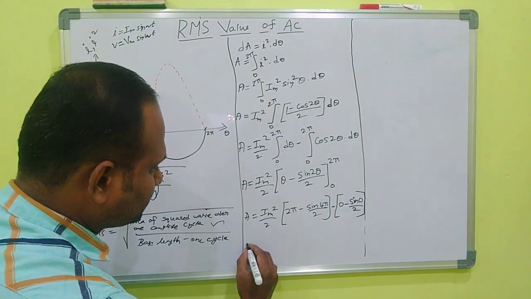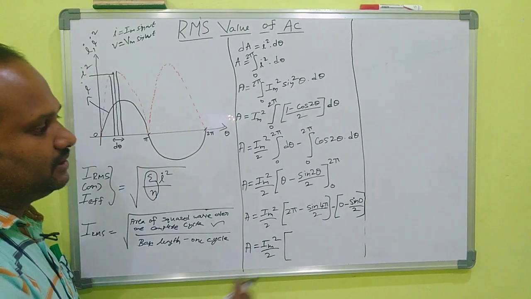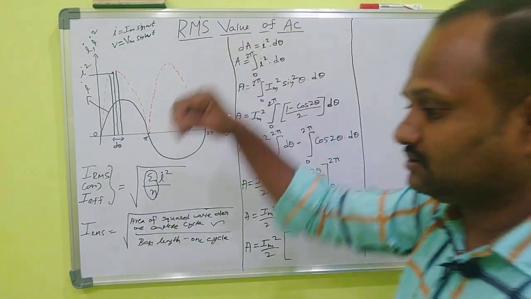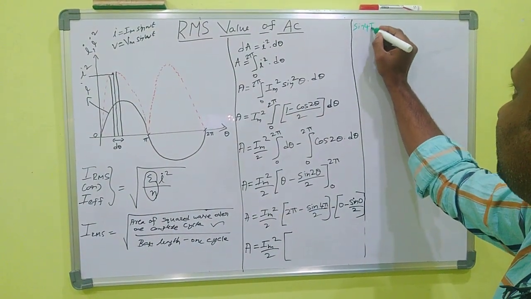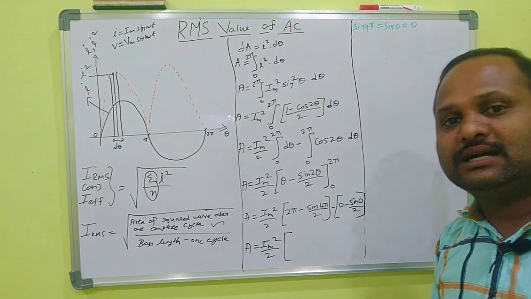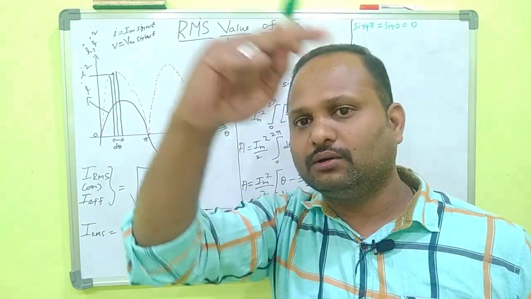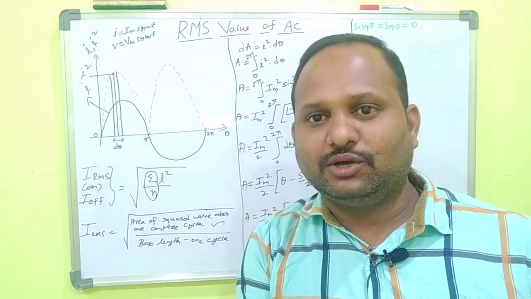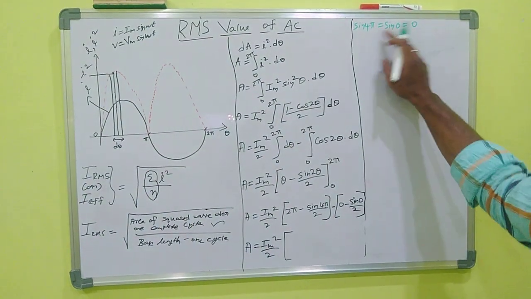Okay. So the total area A is equal to Im square by 2. Here I write some important terms. Sin 4 pi is equal to sin 0 is equal to 0, because sin 0, starting here, pi, 0, 2 pi, 4 pi. So the value of sin 0 equals sin 4 pi equals 0.